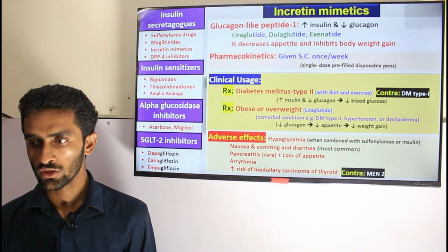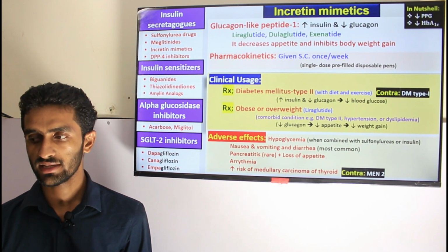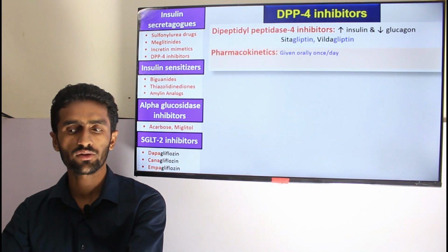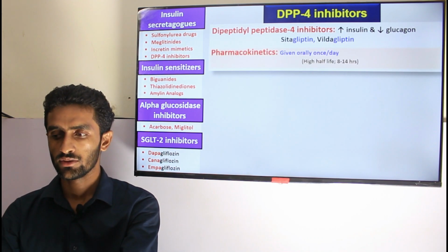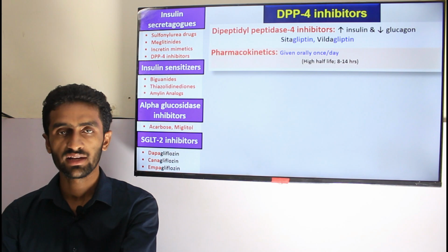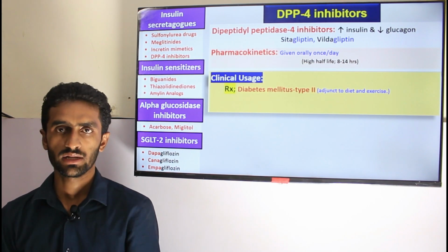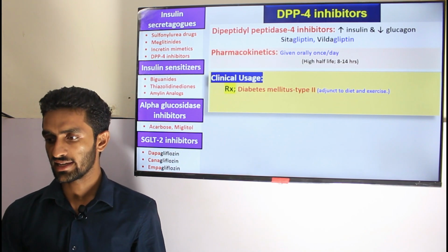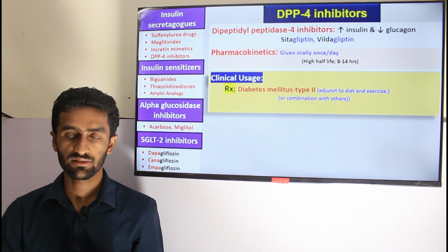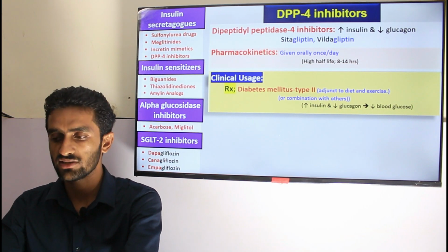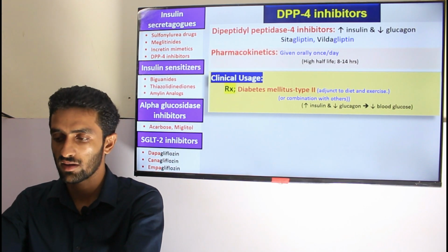Okay, so in a nutshell, there is a decrease in postprandial glucose and HbA1c with DPP-4 inhibitors. So these are the drugs. Pharmacokinetics: they are given orally once a day, with a longer half-life of 8 to 14 hours. Their clinical use is diabetes type 2, but the patient should follow diet and exercise. They are used in combination with others, not alone most of the time. They increase insulin, decrease glucagon, and decrease the blood glucose.